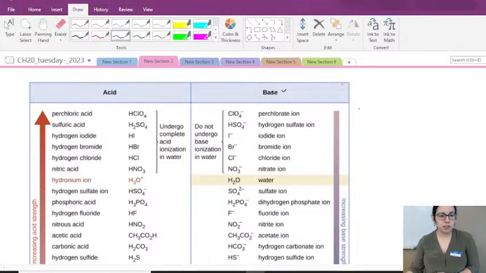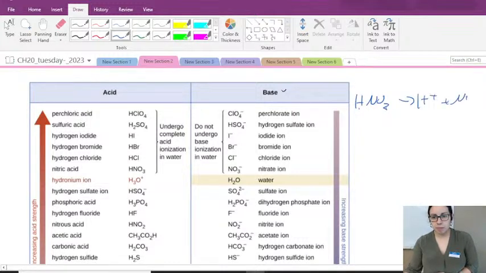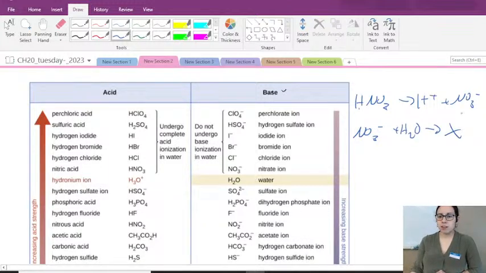Go over one of these. So again, we're saying that it fully ionizes. And so that means our nitrate is not going to react with water. It's not going to do anything, right? The equilibrium can't go back, so it can't reform nitric acid.